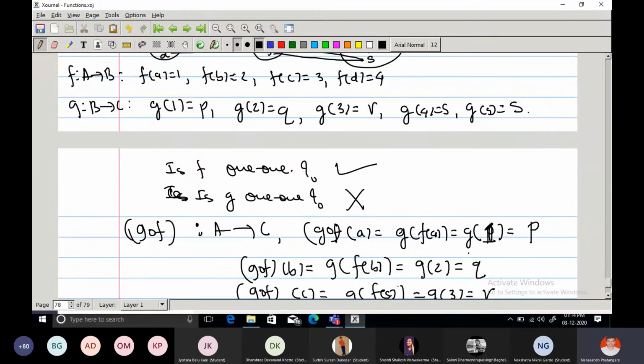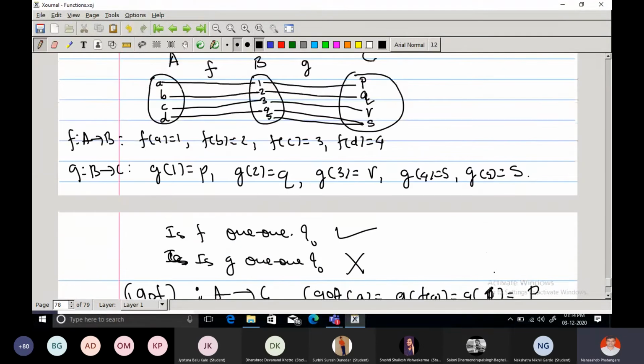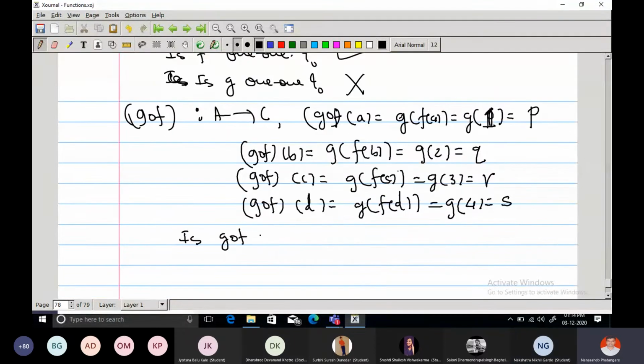So now composite G composite F is completely determined. Is G composite F 1-1? Yes. So in this example we see that G composite F is 1-1, then F has no choice, but G is not 1-1, right?